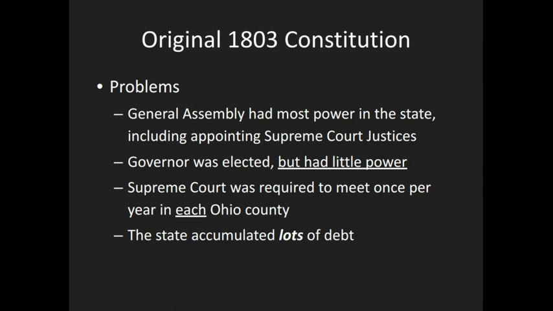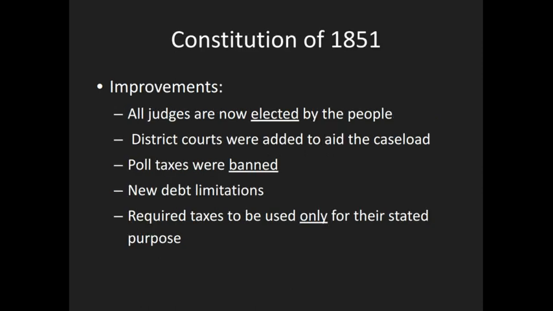The Supreme Court was required to meet once per year in each Ohio county. So that's over 80 stops that Supreme Court justices had to make each year to settle disputes. And over the course of all this, the state accumulated just tons of debt. And there was no sign in the early 1800s that the state would stop accumulating so much debt.